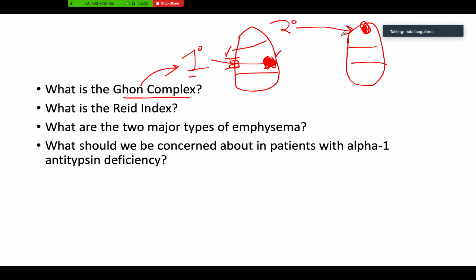Okay. Yep, no problem. That's good. That's why we're doing this. Very good. Okay, good. So next question here. What is the Reid index?